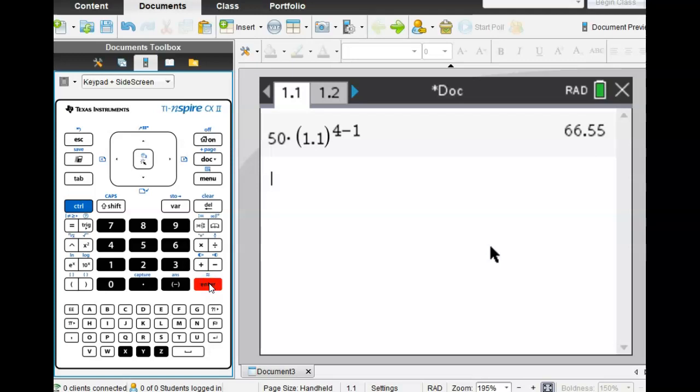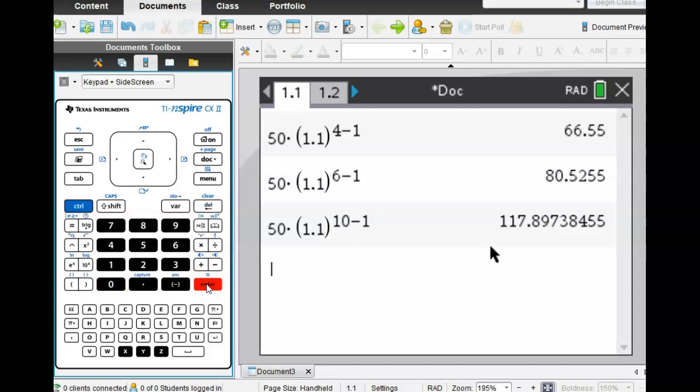And then let me show you something else that I kind of showed you before Thanksgiving. I don't want to type that back in again, okay? It wasn't even that bad. But if I arrow up and I highlight what I just typed in, now I can hit enter. I can go back and change that 4 to a 6 to get my next answer. And then I can do the same thing and change the 6 to a 10 and get that third answer that I want. Okay?